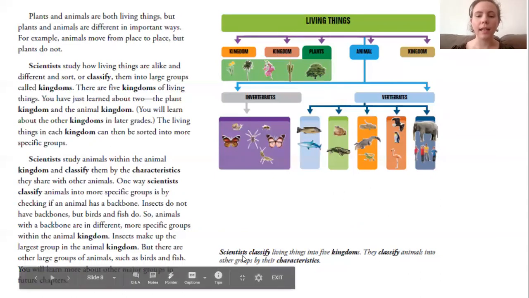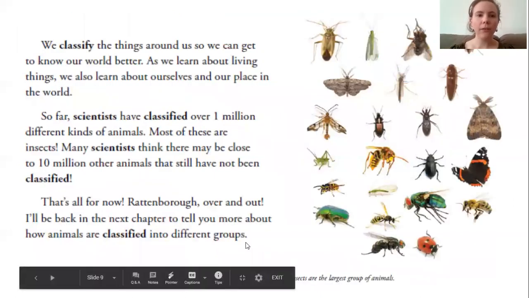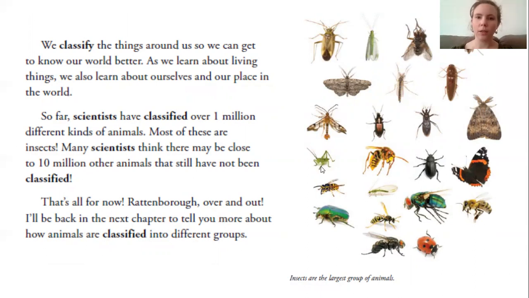The caption here says, scientists classify living things into 5 kingdoms. They classify animals into other groups by their characteristics. And remember, what are characteristics? When we talk about characteristics, that's something that a person, a thing, or a group has that makes them different. We classify the things around us so we can get to know our world better. As we learn about living things, we also learn about ourselves and our place in the world.